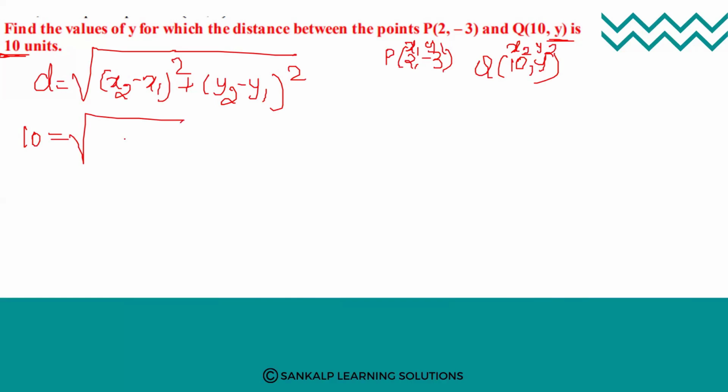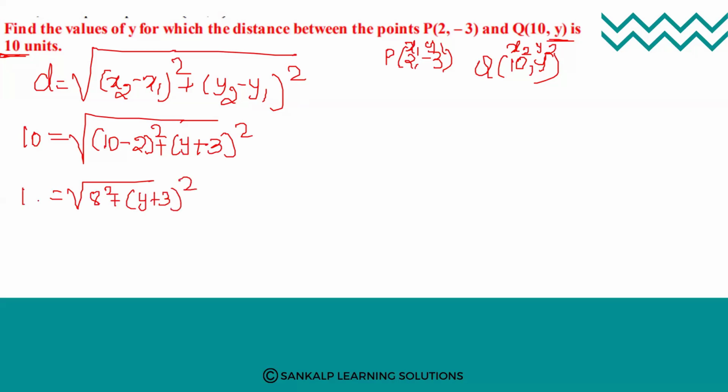Now, x2 value is 10. x1 value is minus 2 whole square plus y2 value is y and minus y1. y1 value is minus into minus is plus 3 whole square. 10 minus 2 is 8 square plus y plus 3 whole square is equal to 10. Yes, 10 is the distance D.